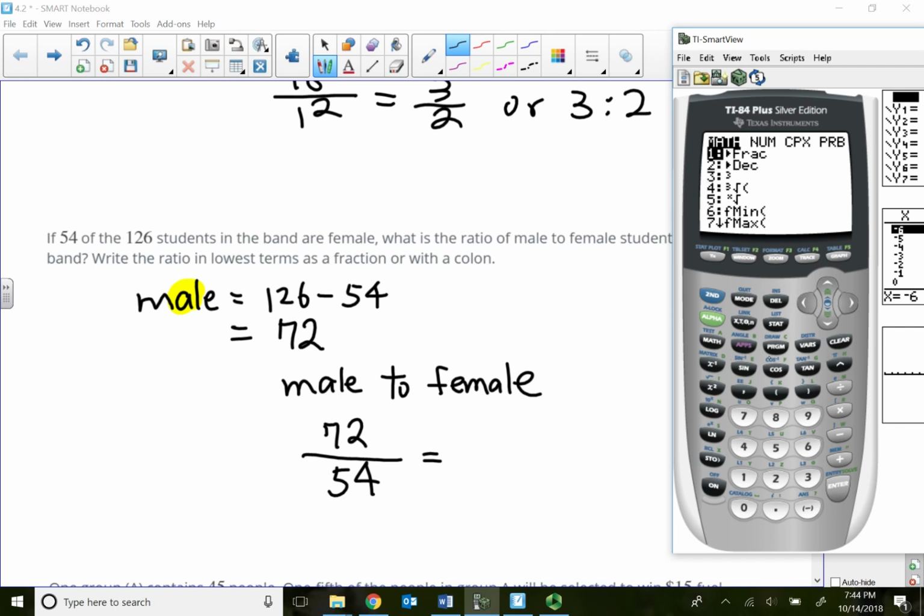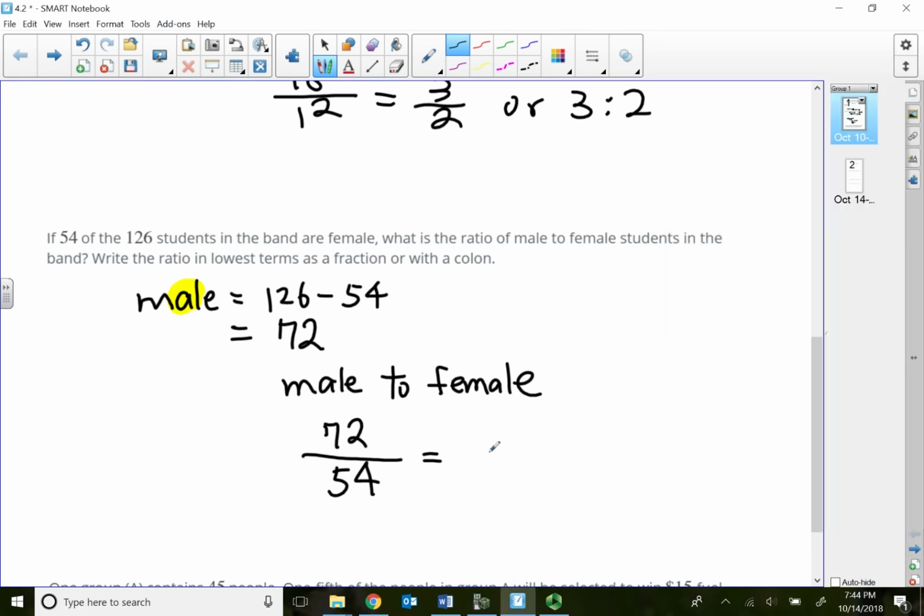So let me convert it into an improper fraction. That's a 4 to 3 ratio. So I can write it as 4 over 3, or a 4 to 3 ratio this way using a colon.